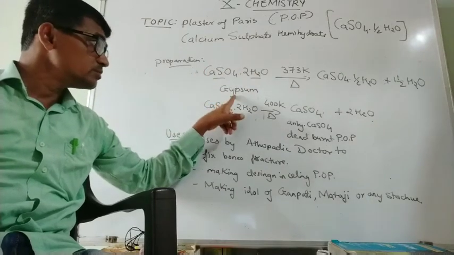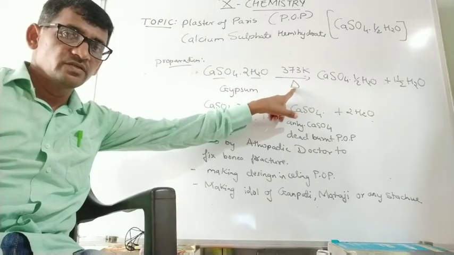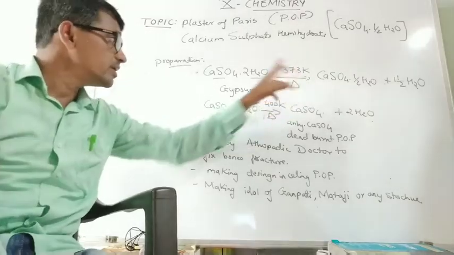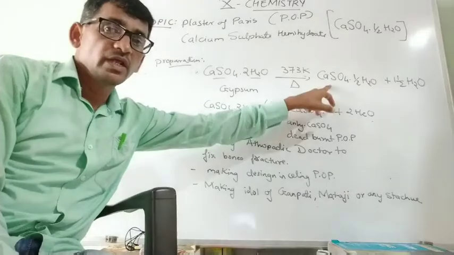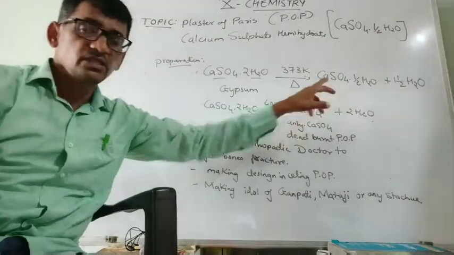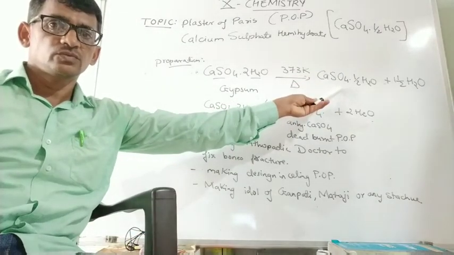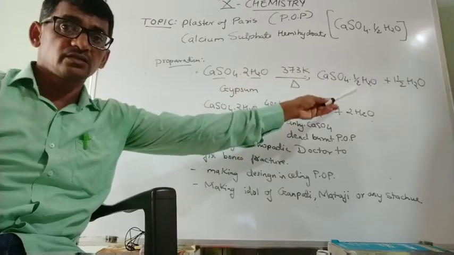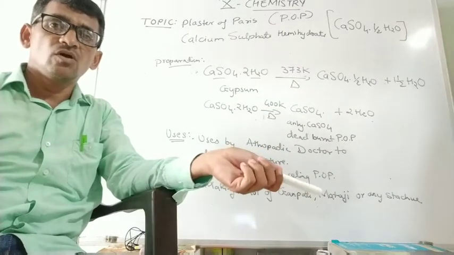That is gypsum. If it is heated at 100 degrees Celsius, 373 Kelvin, then water of crystallization is removed. So 1.5 molecules are removed and half molecule of water remains. That is CaSO4·½H2O. Here it is twice and there it is half. If it is half, then it is converted into plaster of Paris.